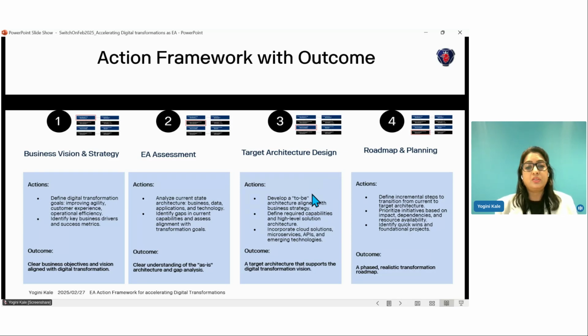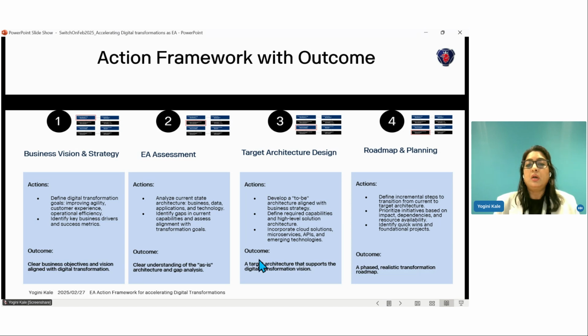On the target architecture design side of things, this is the next step. Once you have an understanding of what is the as is and what are the gaps that you have, then you design a kind of target view of what should be the architecture that will support these transformations, and is it really aligned with the business strategy and business priorities. And then we define clearly what are the capabilities and high level solution architecture that would move the needle in the transformation initiative.